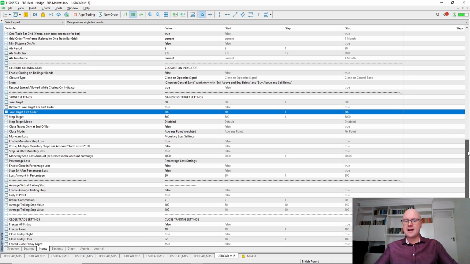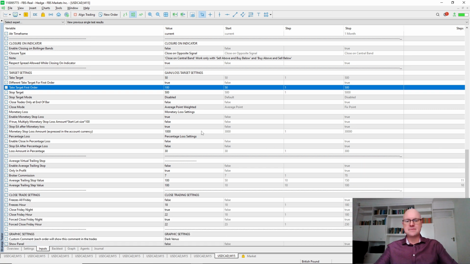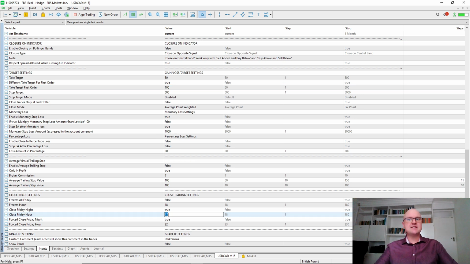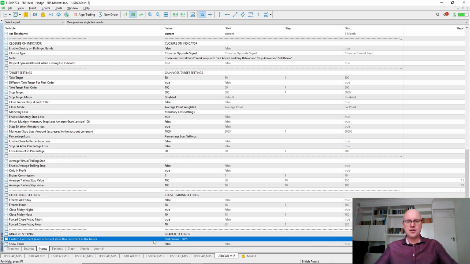Then lastly, I'd like to update the time that it exits the market. Remember, the close all on Friday settings means that every Friday all of the trades are closed, whether they are in a profit or loss. I've moved this a little bit earlier so that we can potentially get a better price for those exits. Of all these changes, the last one is to update the description so that we now know that these are the new trades for the updated set file.